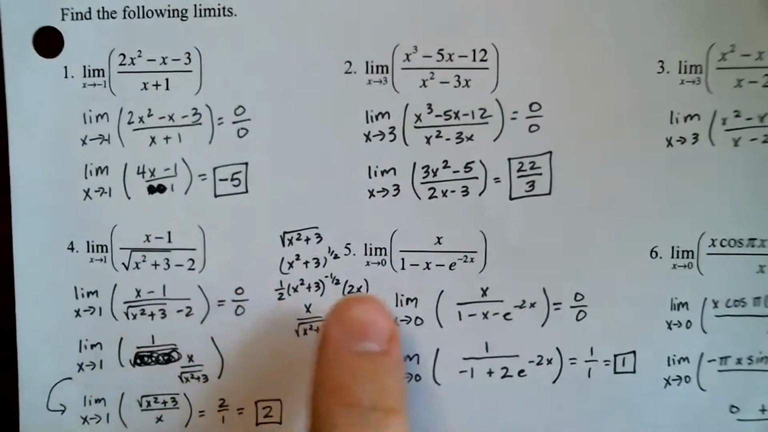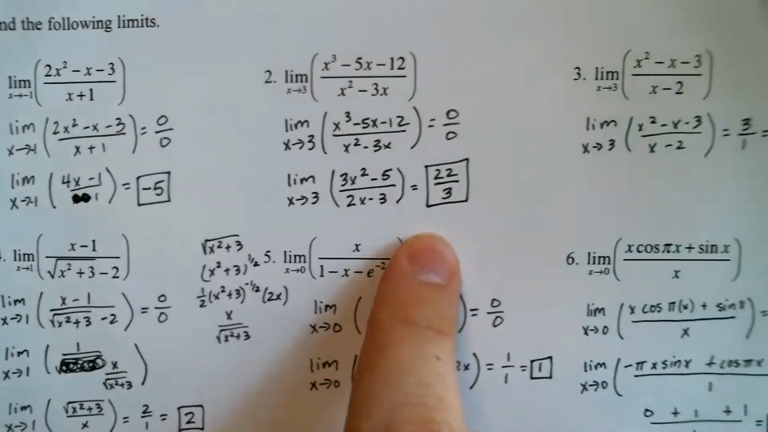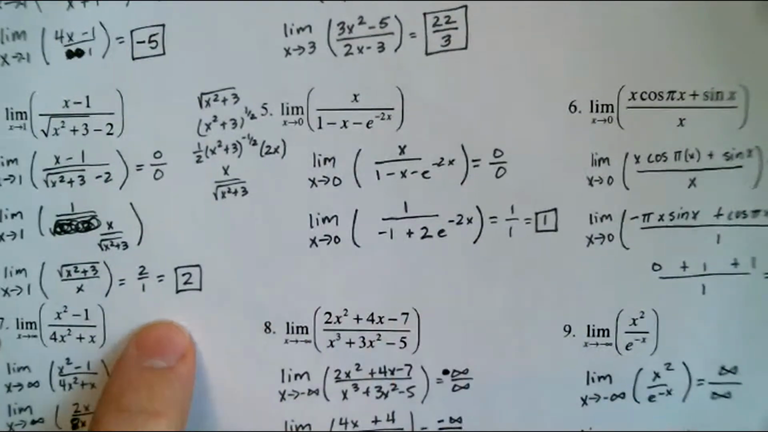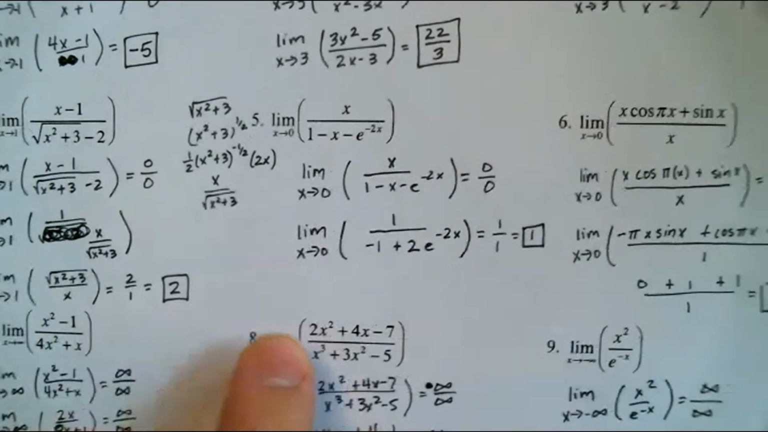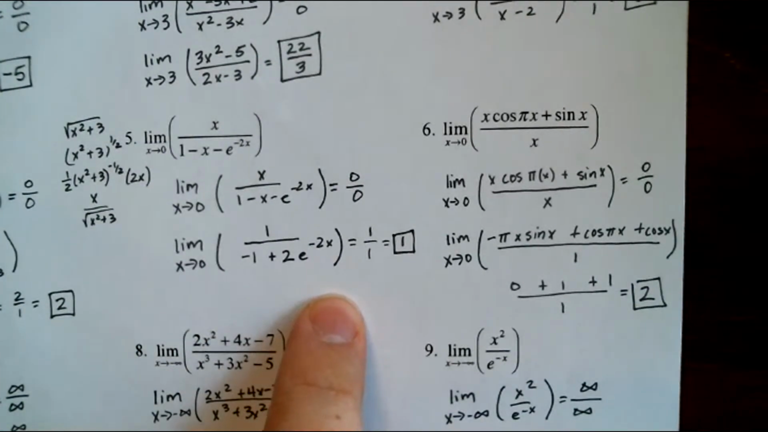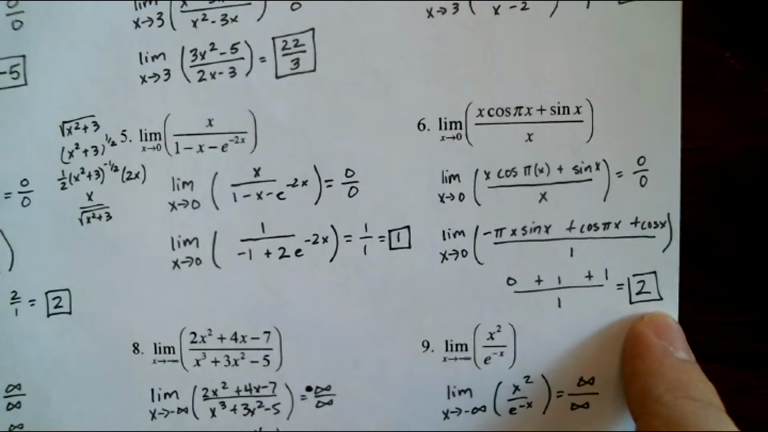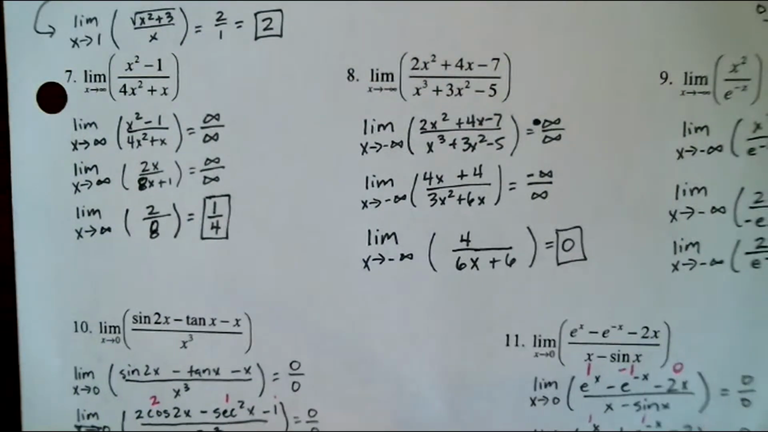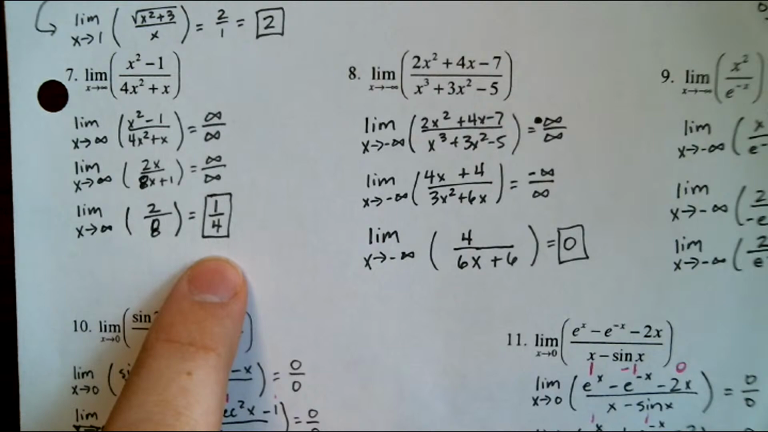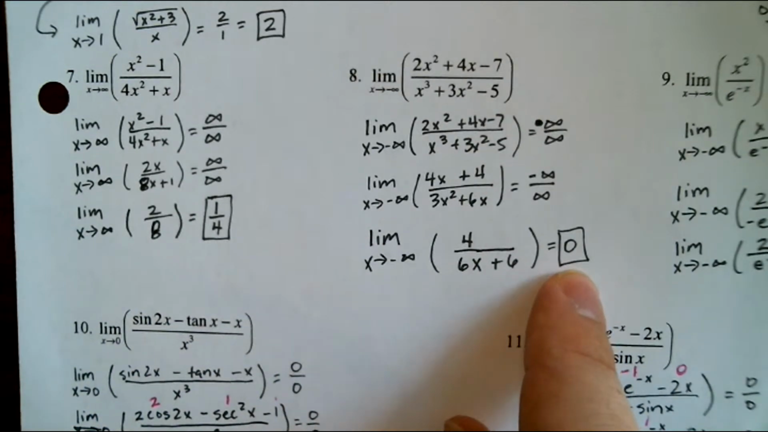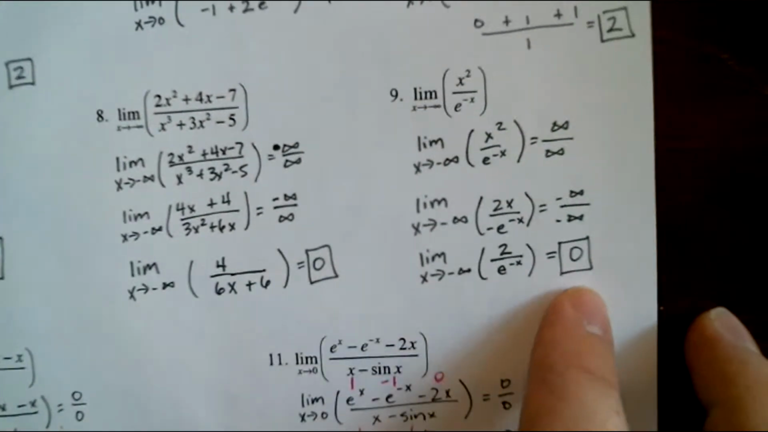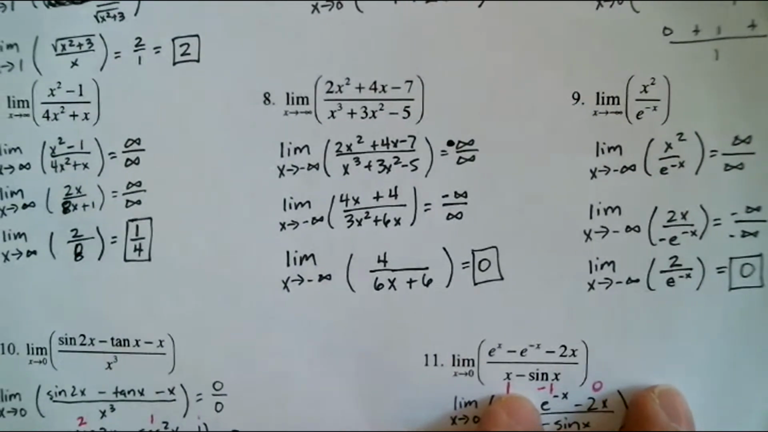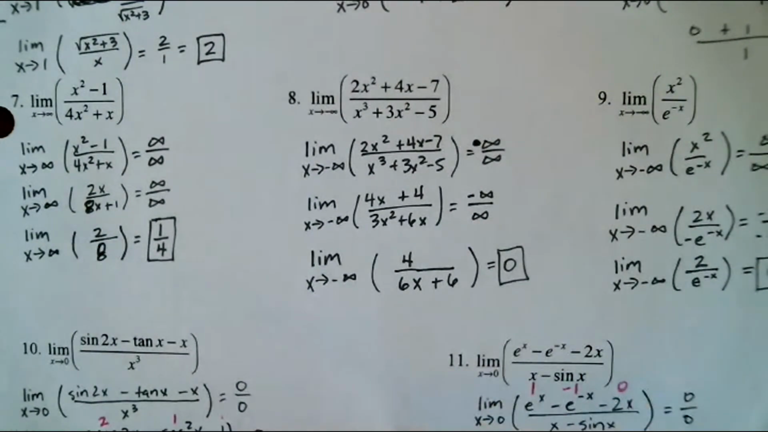1 is -5. 2 is 22/3. 3 is 3. 4 is 2. 5 is 1. 6 is 2. Going down, 7 and 8. 7 is 1/4. 8 is 0. 9 is 0. Any questions on 7 through 9?